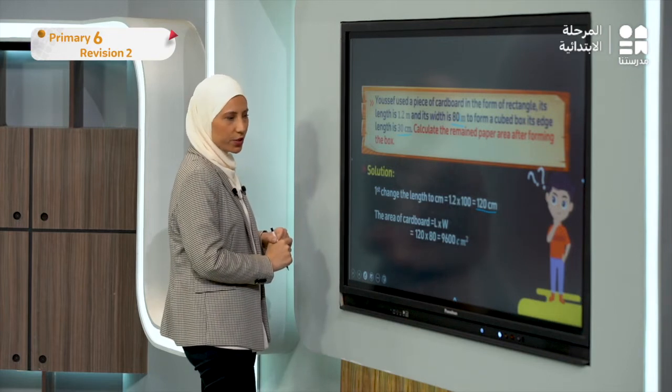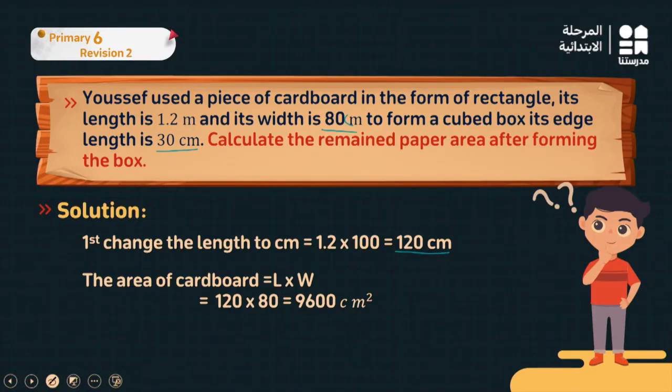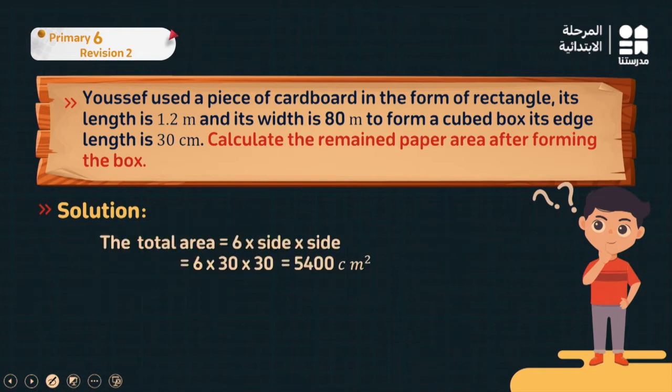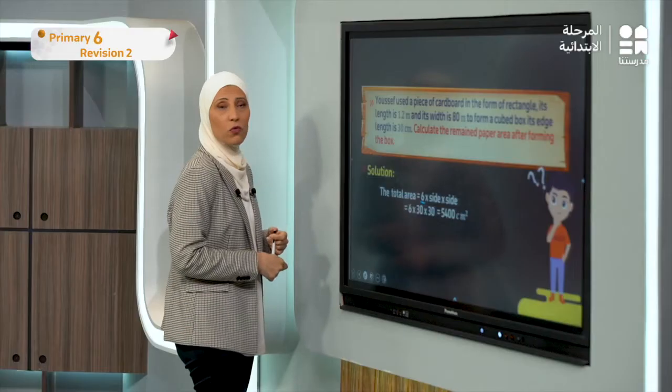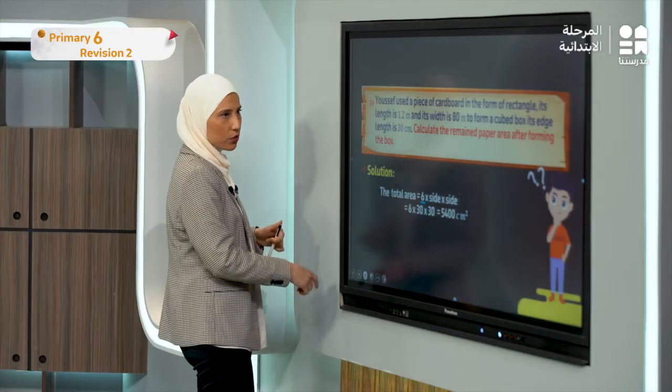9,600 centimeter square. طب أنا جبت التوتال اريا بتاعتي، هعمل إيه بعد كده؟ I am going to find the total area بتاعت البورد كلها اللي هي 6 times 30 times 30، اللي هي 6 faces times side times side. Okay, so it will be 6 times 30 times 30 equal 5,400 centimeter square.